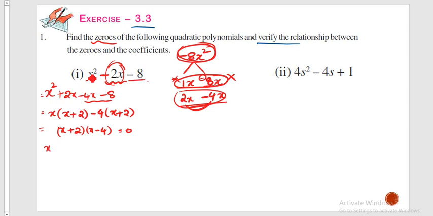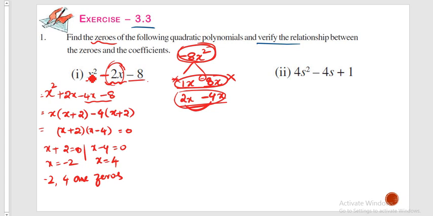So from this what I can say, either x plus 2 is equal to 0 or x minus 4 is equal to 0. So from this x is equal to minus 2, and from this x is equal to 4. So from this what I can say, minus 2 comma 4 are the zeros of this particular polynomial, right?